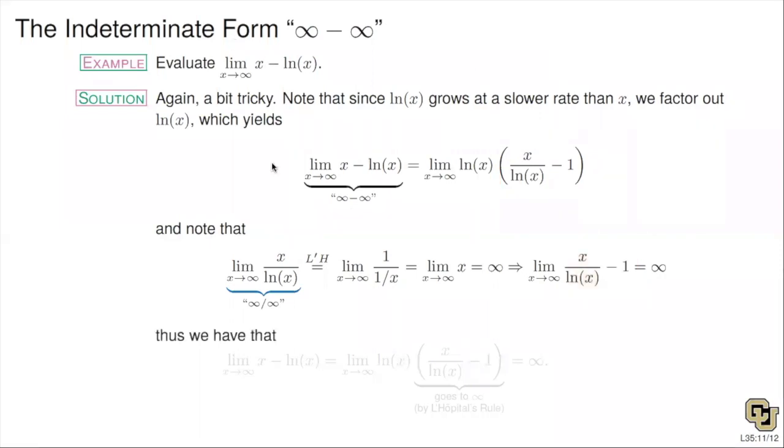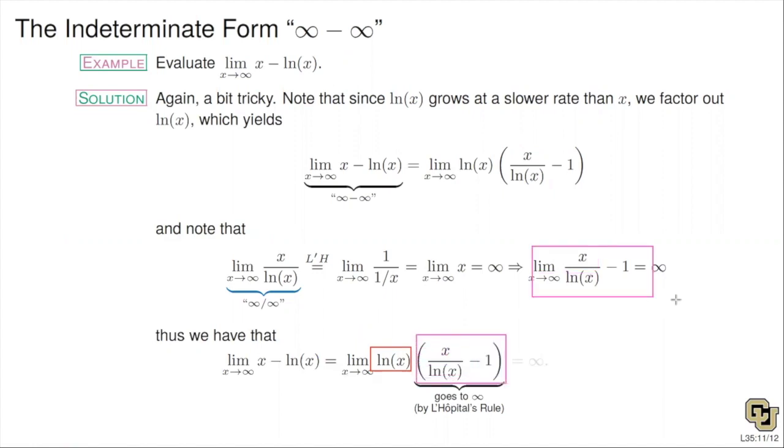So if I go back to the original limit, when I send x to infinity, this natural log x term that's in the front goes to infinity. And we know x over natural log of x minus 1 goes to infinity. So here I have infinity times infinity, so the limit is infinity.